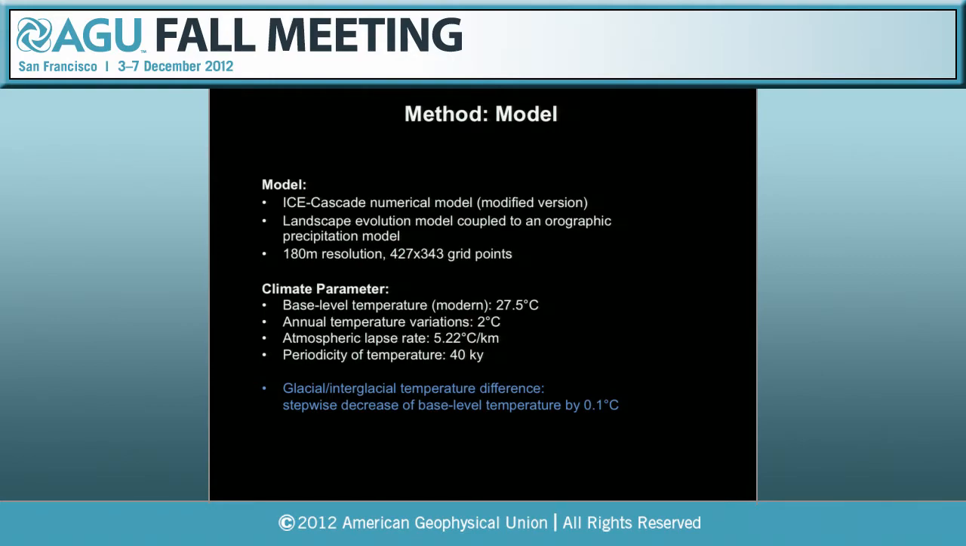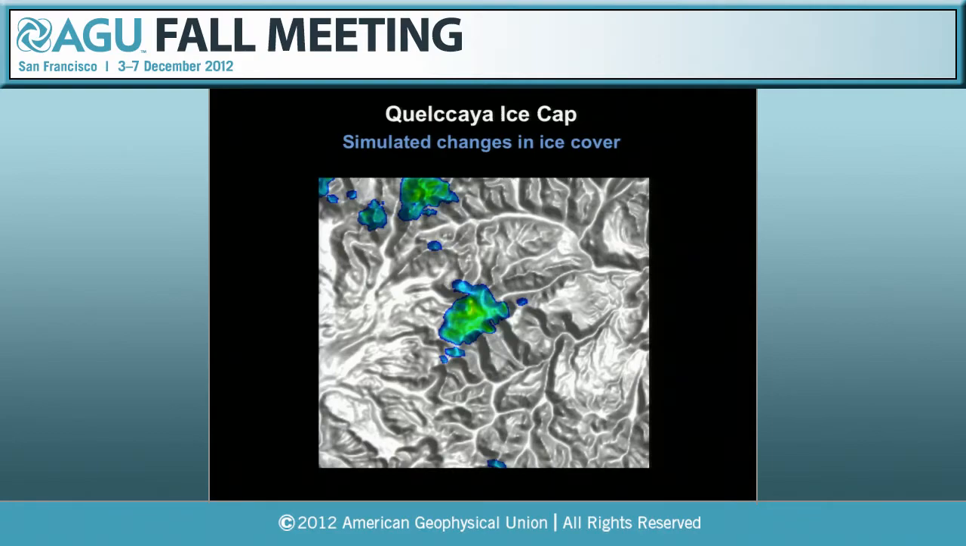Our free parameter, to see what the sensitivity to temperature changes is, is the temperature difference between the glacial and the interglacial cycle, which we increase by a stepwise decrease of the base level temperature by 0.1 degrees.